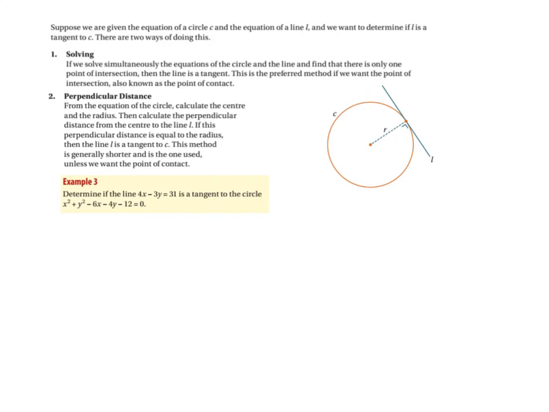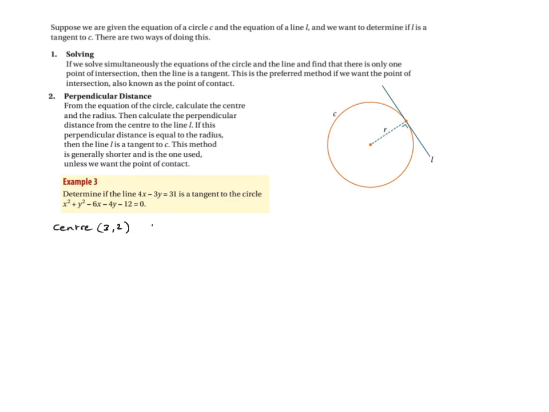Okay, so let's have a look here. Determine if the line 4x minus 3y equals 31 is a tangent to the circle x squared plus y squared minus 6x minus 4y minus 12 equals 0. The first thing we need to do is work out the centre. Remember, to get the centre, halve it and change the sign, halve it and change the sign. So minus 6 halved is minus 3, change the sign, and you get 3. Minus 4 halved is minus 2, change the sign, you get 2.